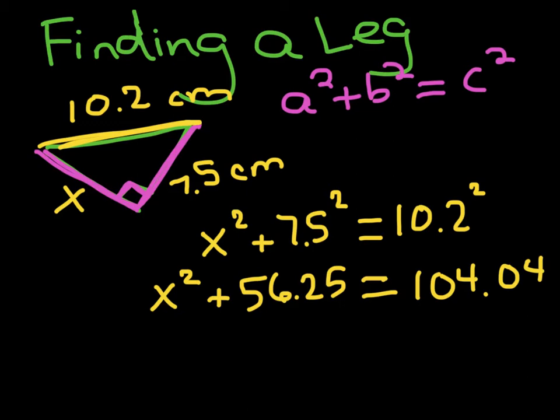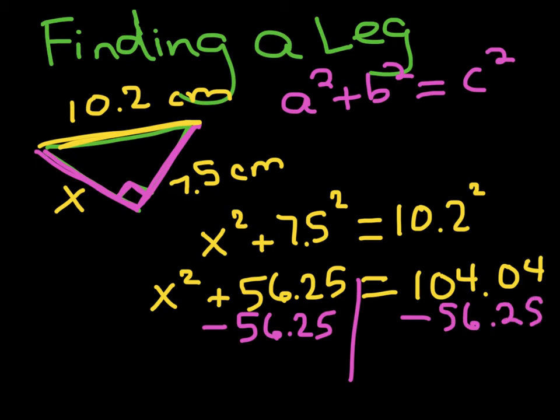Now here's the deal. This time we're missing one of the legs, and you notice x is over on the left-hand side this time. Sorry. Okay, so this time x is right here. All right, and we still have this 56.25 with it, so we need to do something to get it to the other side. Well, think about solving equations. We're going to have to subtract 56.25. You guys already know how to do that, so subtract 56.25. That way we'll get the x squared by itself.